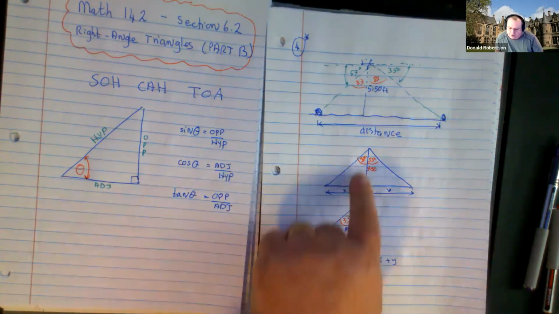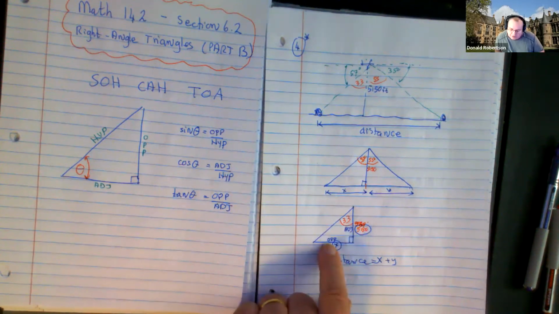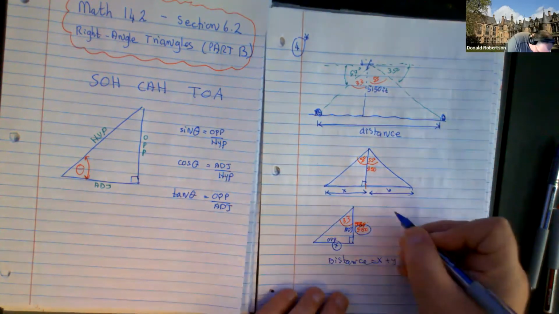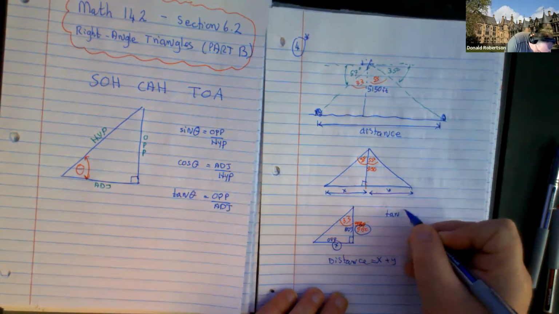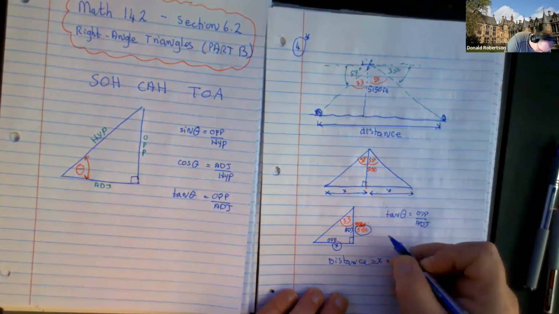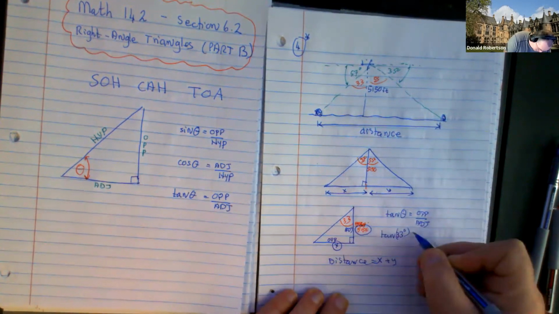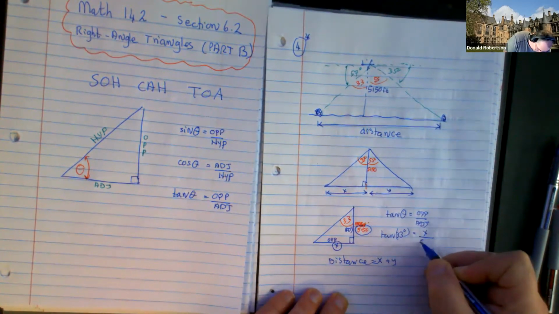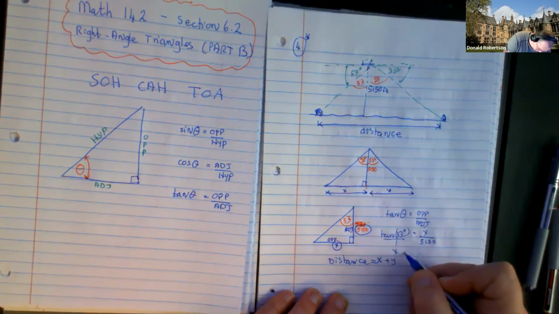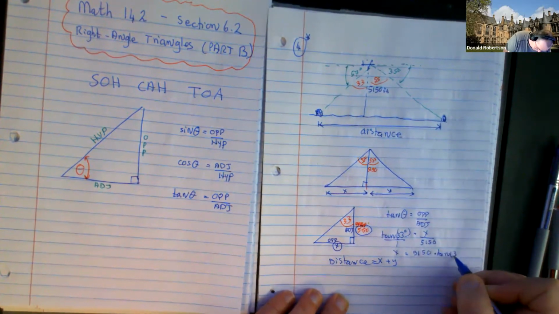So in this little triangle, which is essentially the left-hand side one, I know the angle is 33. I'm trying to find this side here, which is opposite, and I know this side here, which is adjacent. And that tells me that I'm going to be using a tangent. And so the tangent is opposite over adjacent. The tangent of 33 degrees is X over 5,150.